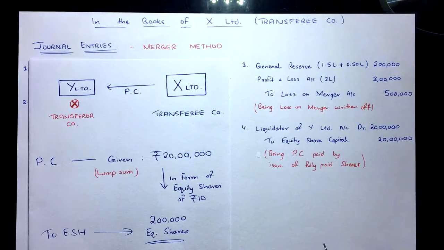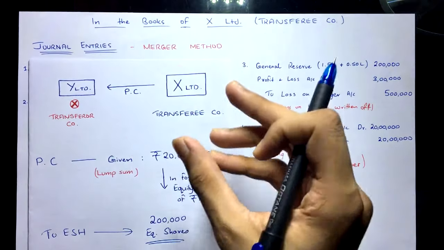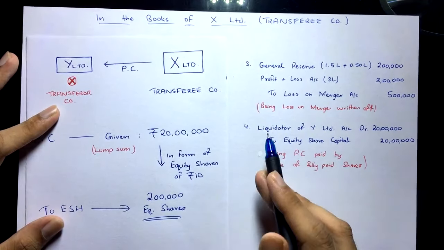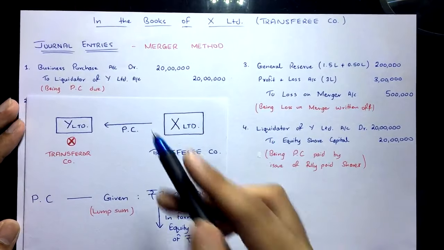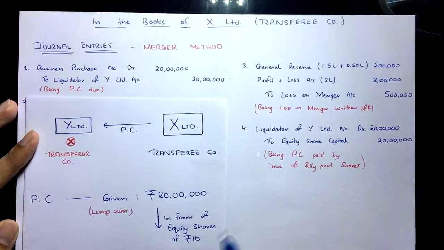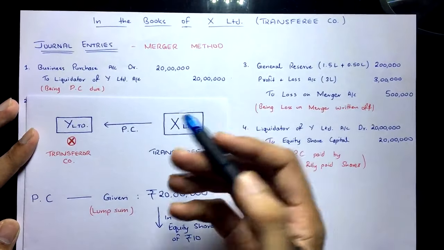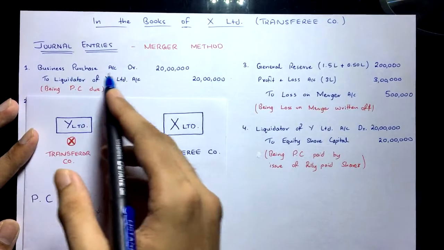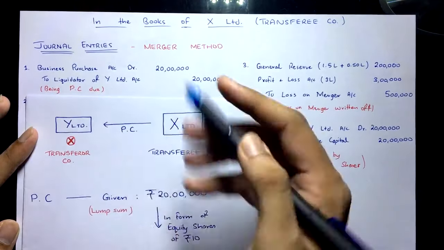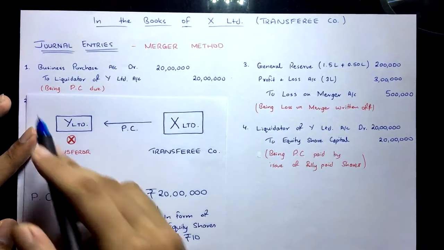So it's very simple. See here, the first general entry that you have to pass is the purchase of this company. X Limited has purchased Y Limited, and it has paid this purchase consideration of 20 lakh. But the first general entry would be of making purchase consideration due. We have to pay purchase consideration to the person who is going to liquidate this company, called the liquidator. So the entry would be very simple. See here, business purchase account debit 20 lakh. We are accepting that we have to pay purchase consideration to the liquidator. Yeah, we have purchased the business and we have to pay the liquidator. Our liability is increasing, to liquidator of Y Limited account 20 lakh. Simple. That's the first entry, being purchase consideration due.